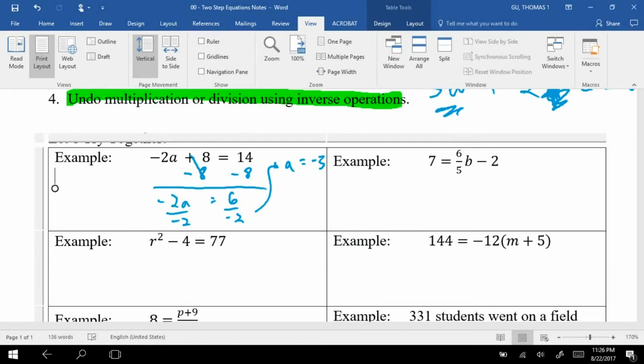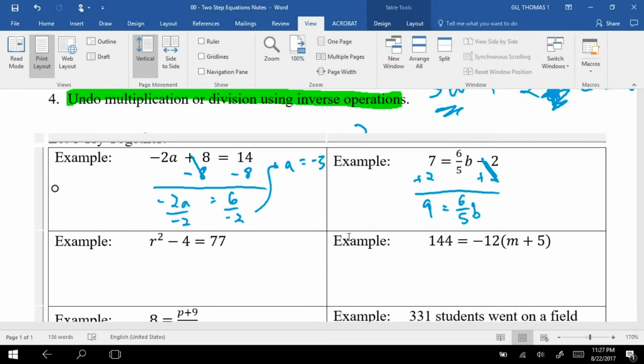Let's go straight to example number 2. We have 7 equals 6 over 5b minus 2. Do we remember the reciprocal? First, we're going to get the b by itself, so let's get rid of this negative 2. Plus 2 to both sides. Remember, both sides. 7 is going to be like, you're giving 2 to him, give 2 to me too. So we add 2 and get 9 equals 6 over 5b, and negative 2 plus 2 is 0. So now we have 9 equals 6 over 5b.